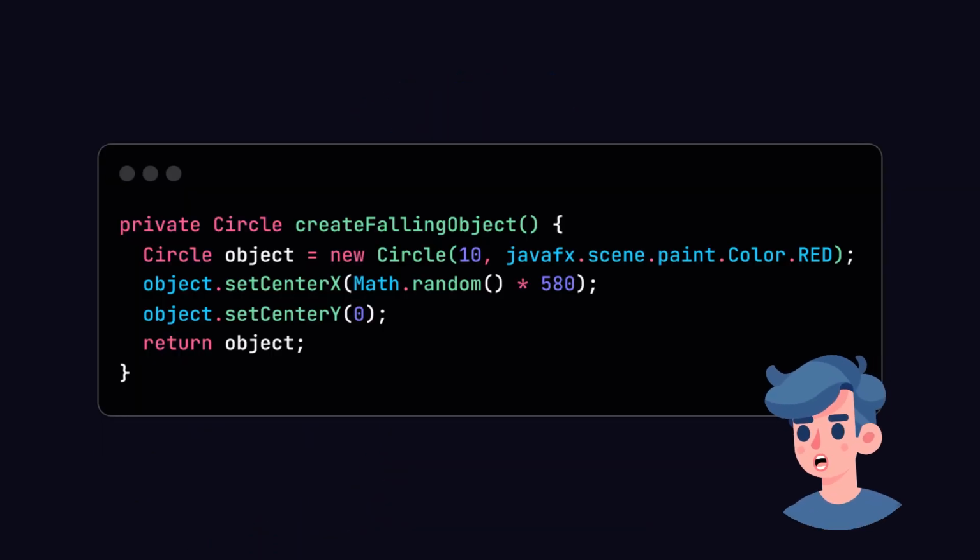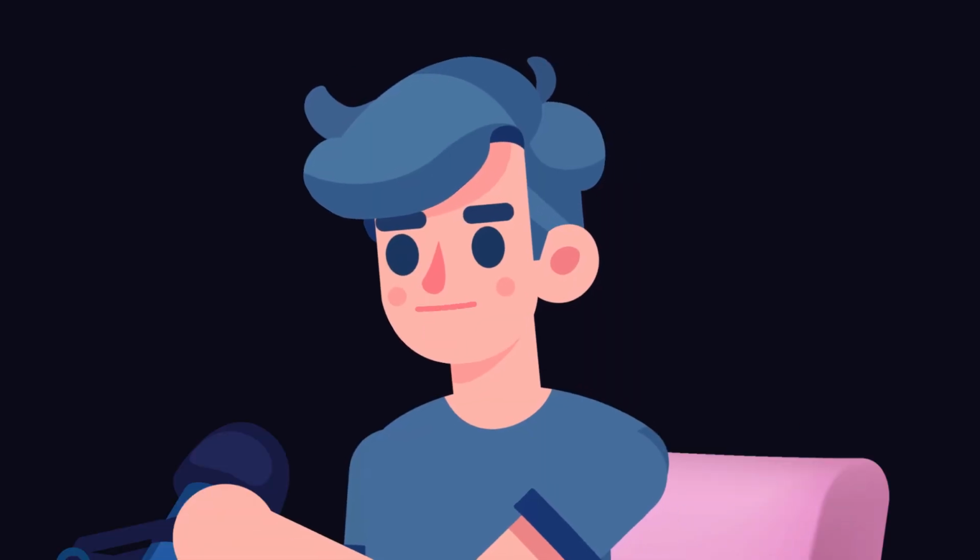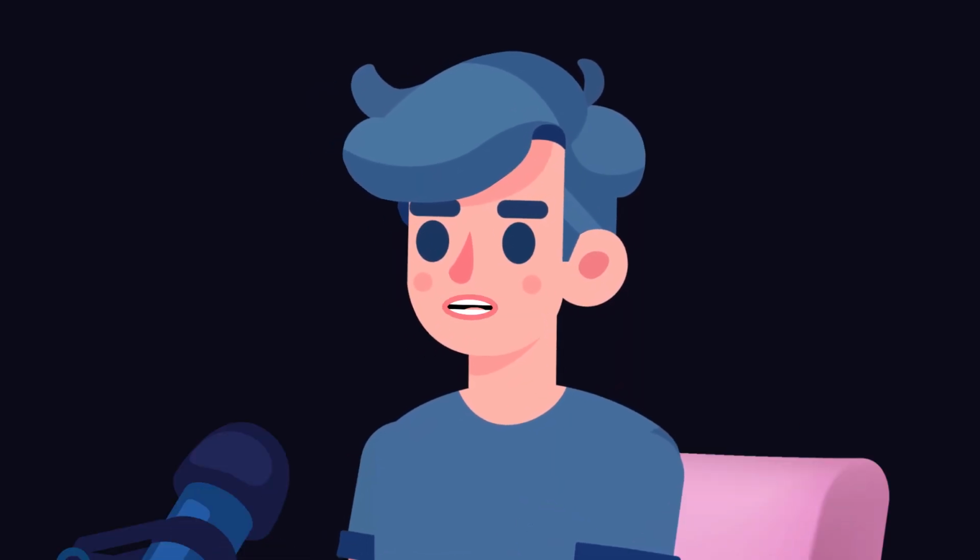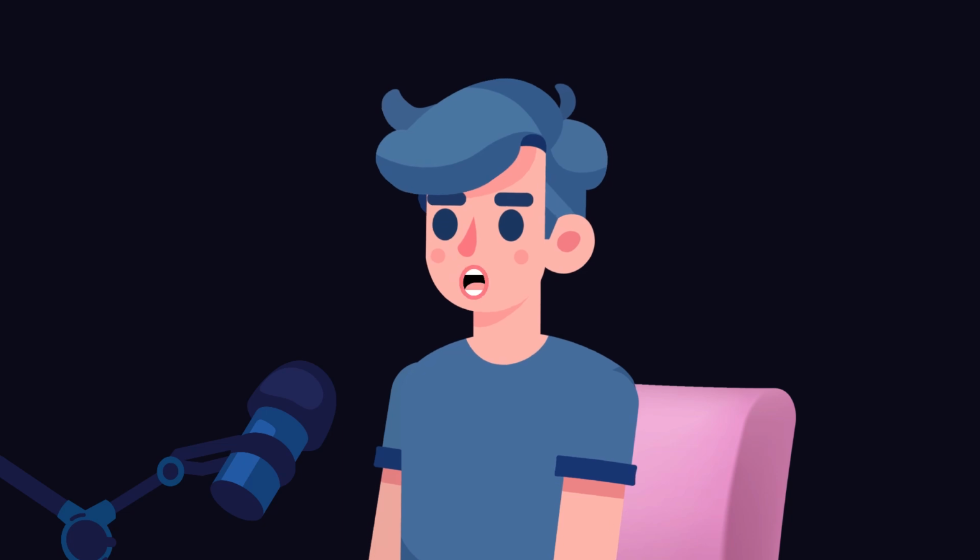Next, let's introduce some falling objects that the player must catch. We can use circles to represent these objects. First, we'll create a method to generate a falling object. This method creates a red circle at a random x-coordinate at the top of the screen. We will call this in our main loop to generate the objects.